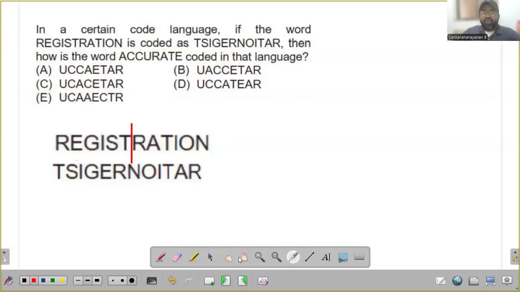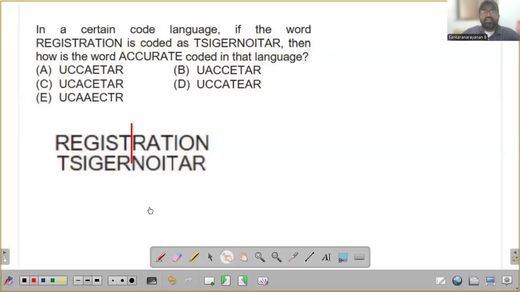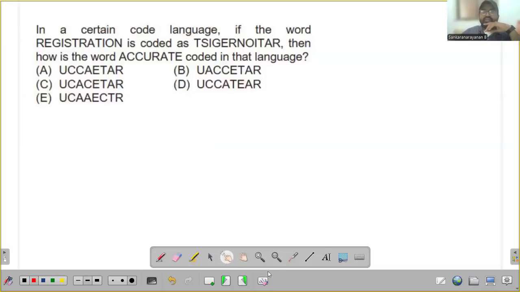Okay. So the logic here is, you are splitting this given word, registration, into two equal parts. The first part, REGIST, you reverse the string. RATION, that also you reverse the string, and thus the coding is done. Okay. Now, having understood this logic, apply the same to ACCURATE.